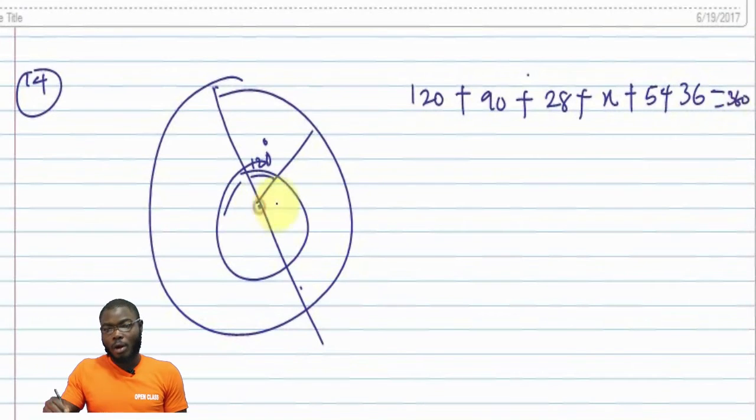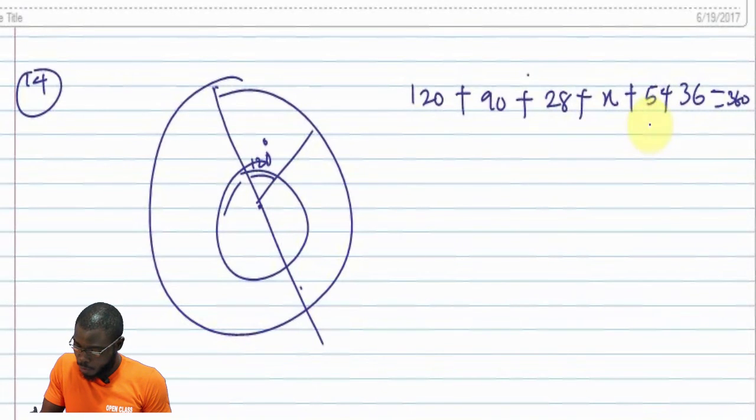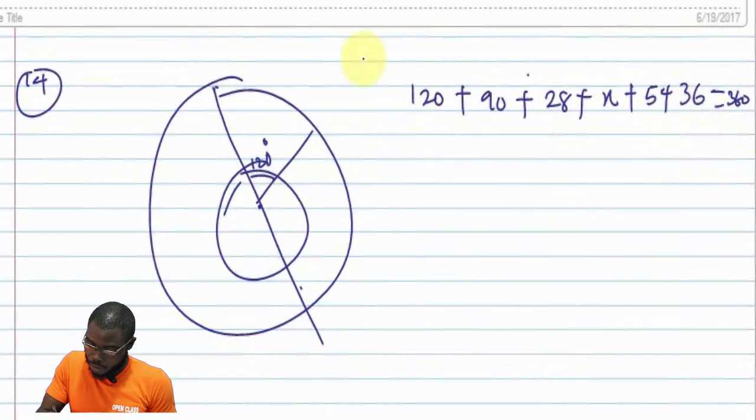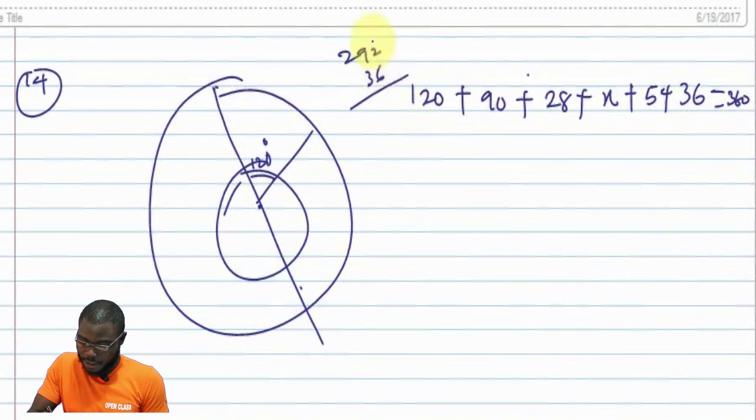Angle at a point equals what? 360 degrees. So 120 plus 90 is 210. 210 plus 28 we have 238. 238 plus 54 you have 292. Then you have 292 plus 36. You just need to do that in your head, but I'm just trying. So you have 6 plus 2, you have 8. Then you have 12. That's 328.